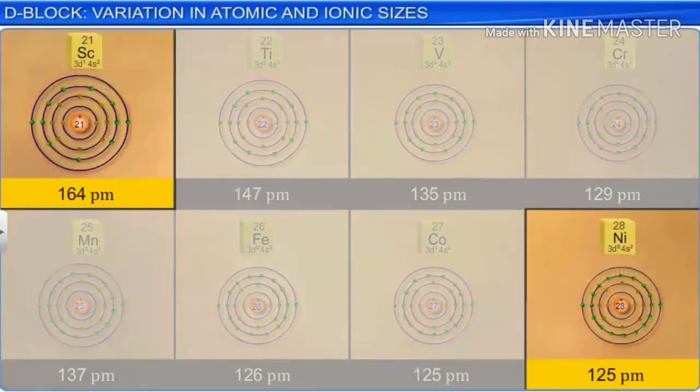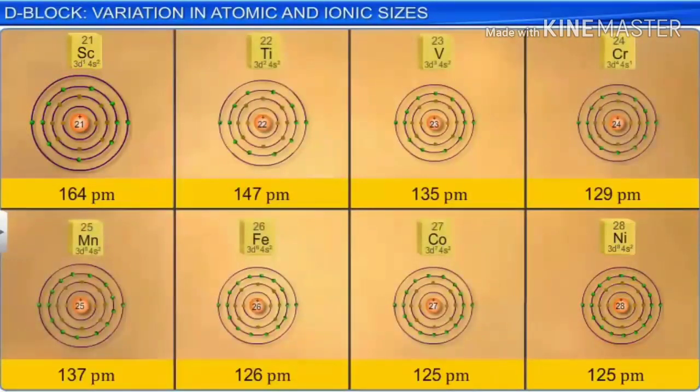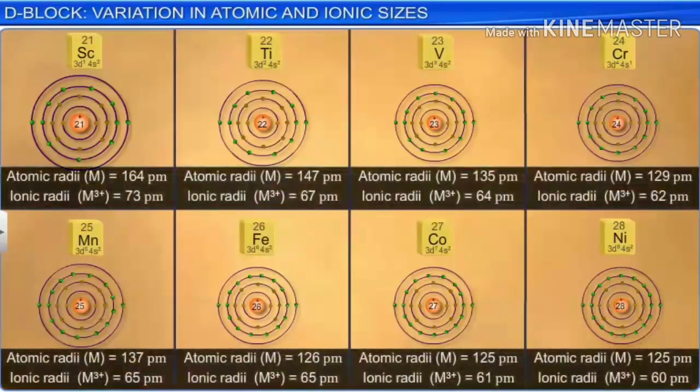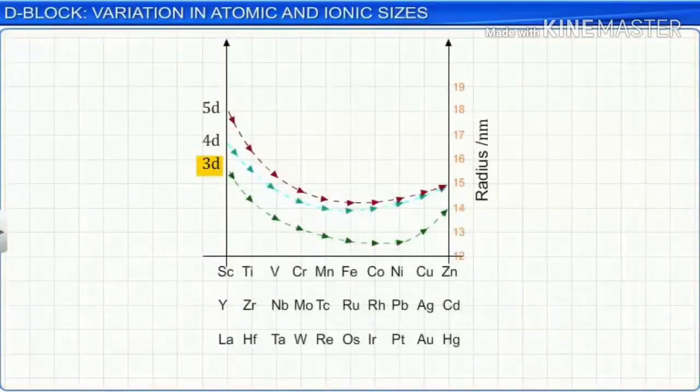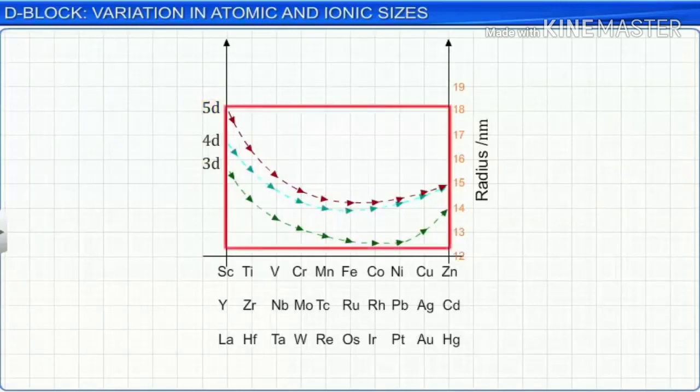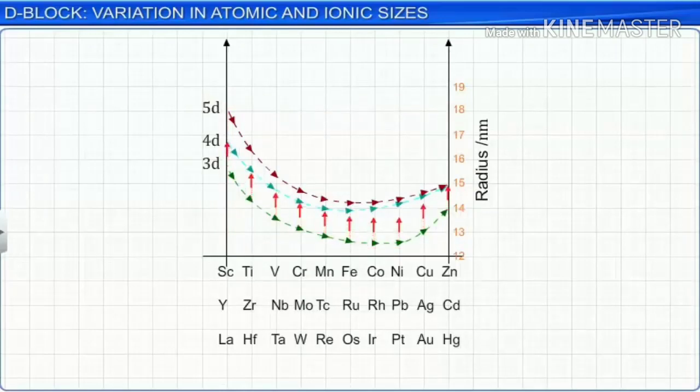However, the variation within a series is quite small. The same trend is observed in the ionic radii of a given series. The atomic radii of the 3d, 4d, and 5d series of elements are given in the form of curves for comparison. You can see that although the atomic radii increase from 3d to 4d, the atomic radii of the 4d and 5d transition series are very close.